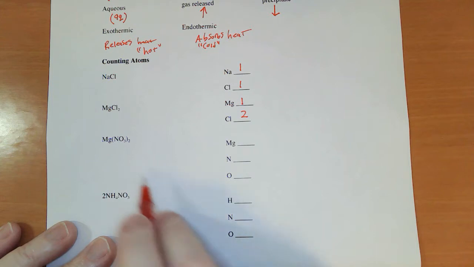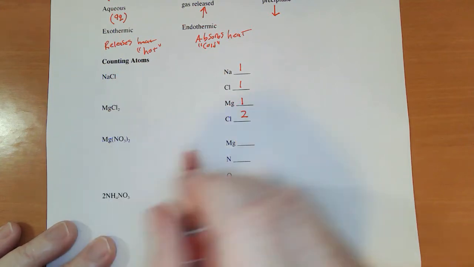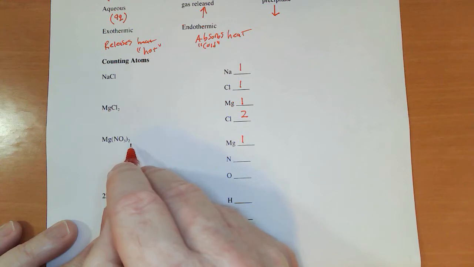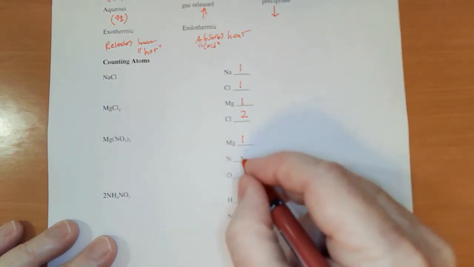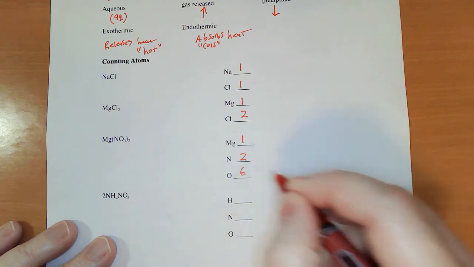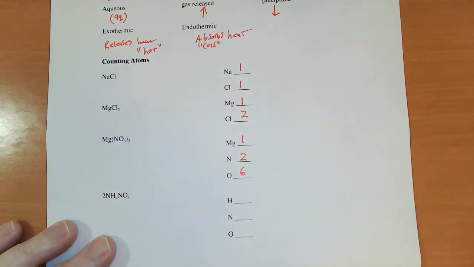Now let's think about algebra. Mg(NO3)2, one magnesium. Since I have parentheses here, the 2 applies to everything in the parentheses. So the number of nitrogens is 2, and the number of oxygens will be 6.